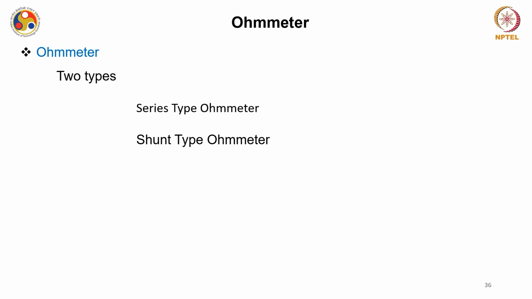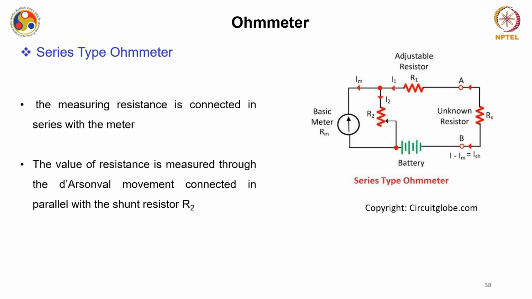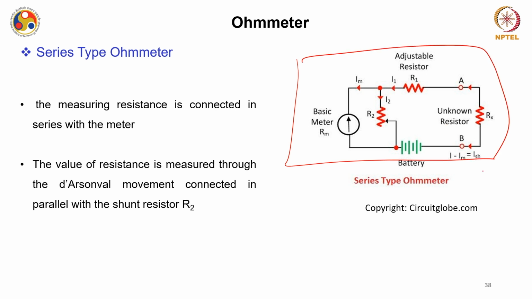One is the series type ohm meter, and then we also have shunt type ohm meters. Just have a look at this series type ohm meter. If you see it carefully, the measuring resistance, which is the unknown resistance, is connected in series with the meter. This meter is a basic meter; it can be a galvanometer.